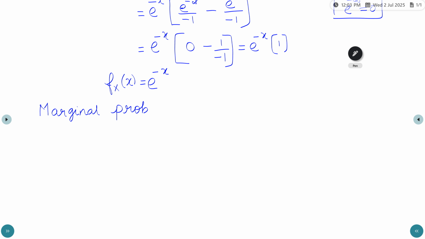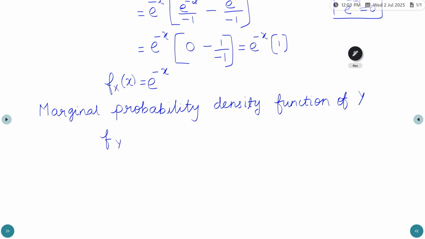Similarly, for the marginal probability density function of y, the function of y is f y of y. The formula is the integral over minus infinity to infinity of f of x comma y dx. Function of y means dx. So this is the formula for the marginal probability density function of y.